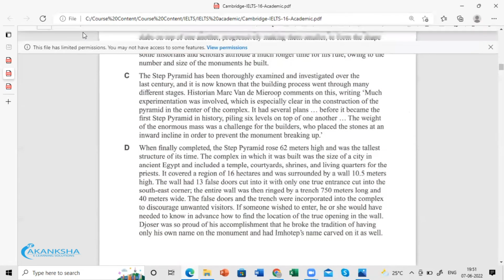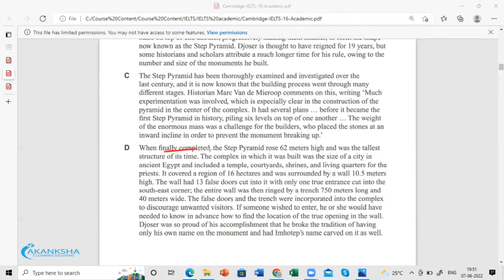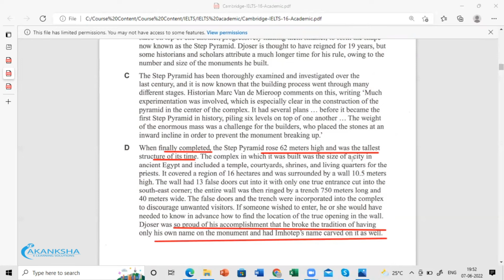So let's see what they try to talk about here. So finally completed, 62 meters high, tallest structure of its time. And Joseph was proud of the accomplishment. He broke the tradition of having his own name carved in it. So when you look into the second paragraph, you see these numbers, and this actually tells us something.